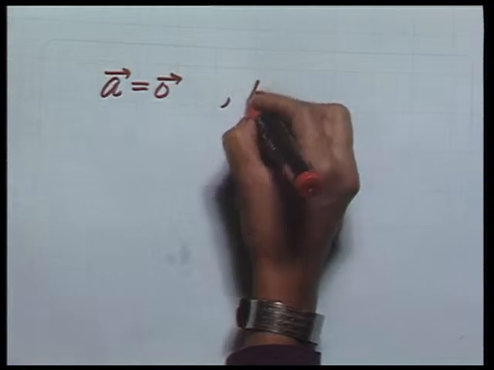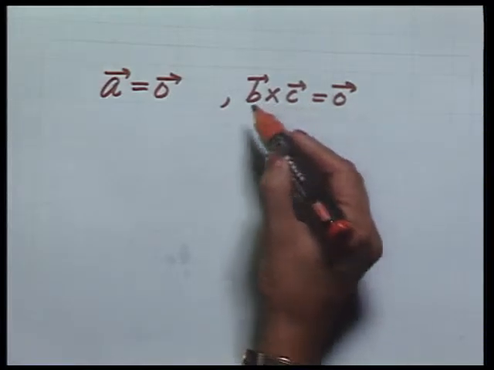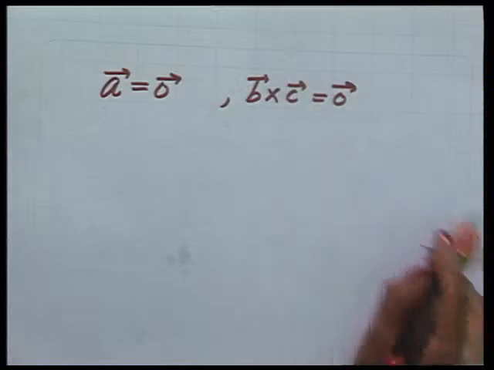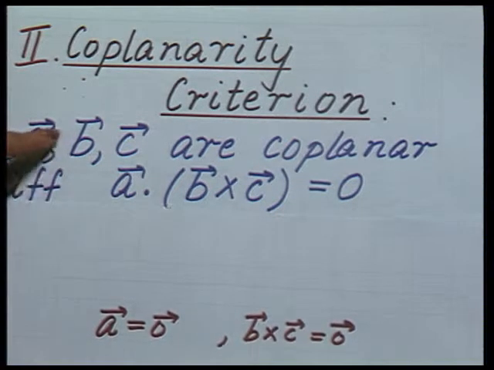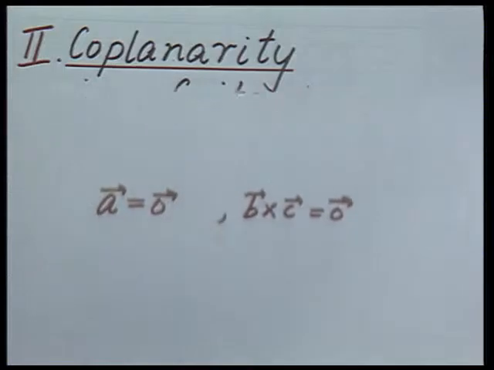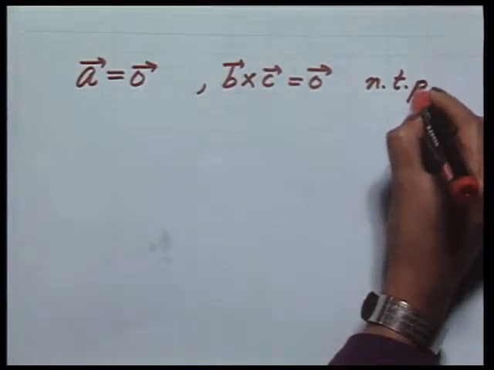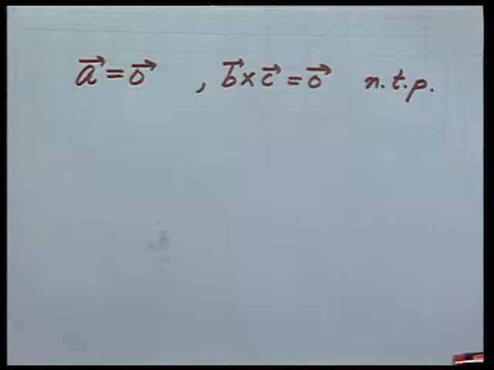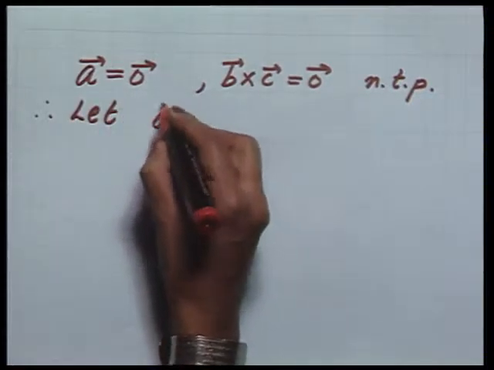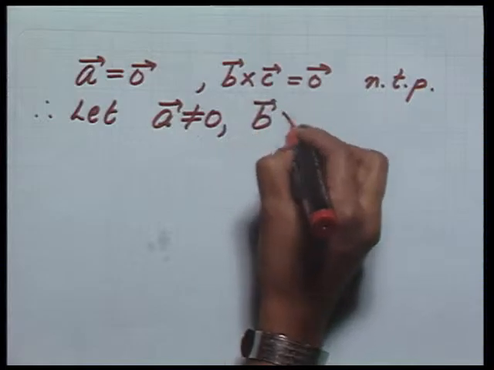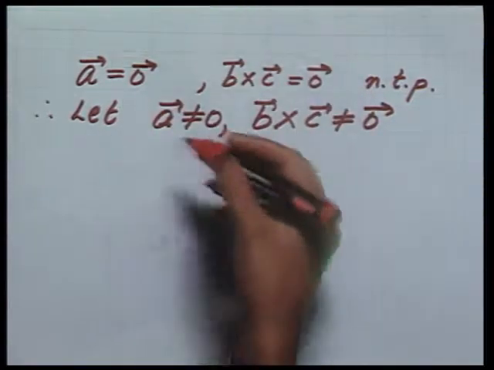Further, if B cross C is equal to 0, that means either B is 0 or C is 0 or they are parallel. If they are parallel, I can draw them along the same line. Then too, there is nothing to prove, because both these conditions will be trivially true. So if either of these two is true, then we say there is nothing to prove. This is a very favorite notation of mathematicians, nothing to prove. So let us assume that A is not equal to 0 and B cross C is also not equal to 0, and let us prove this result in this case.